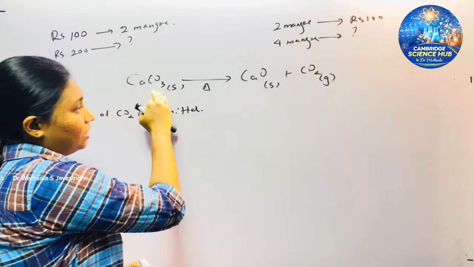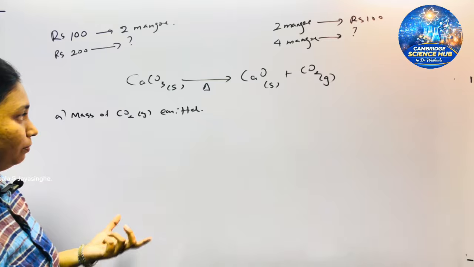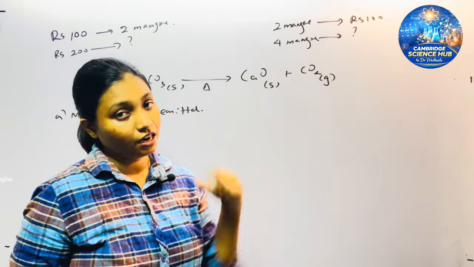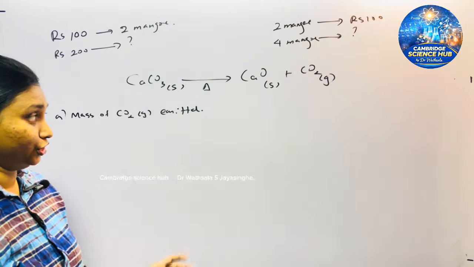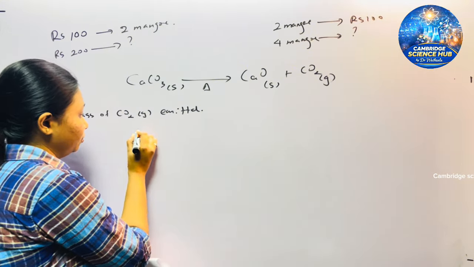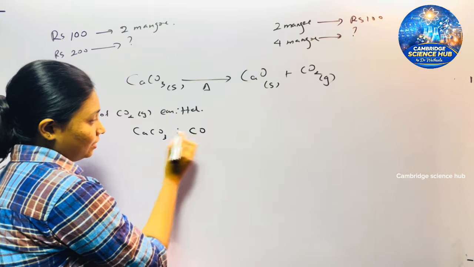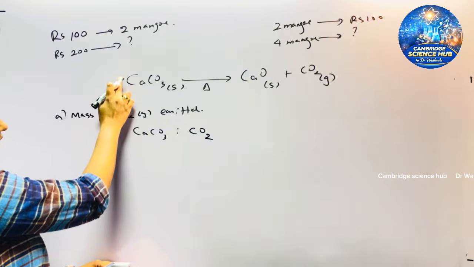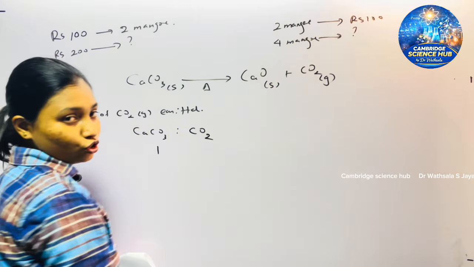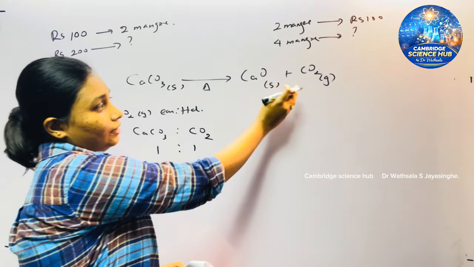In here, first of all you have to find the ratio between calcium carbonate and carbon dioxide, or you can say calcium oxide and carbon dioxide. Here I am going to check the ratio between calcium carbonate and carbon dioxide. In here, since there is no number, it is 1. Here also there is no number, so it is 1. So this is the ratio between calcium carbonate and carbon dioxide.